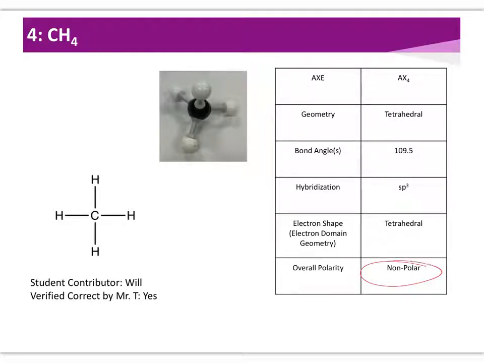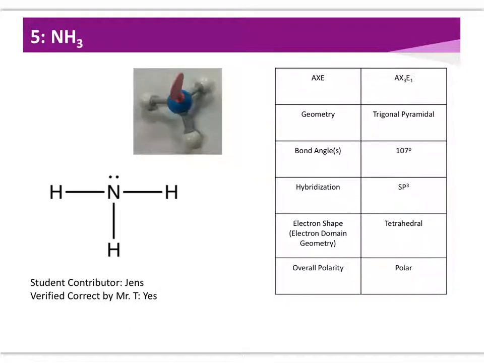CH4 is overall nonpolar because these 4 bonds are all 109.5 degrees apart. And the bonds are really not all that polar to begin with. The difference in electronegativity is not that great. Ammonia is trigonal pyramidal. That means these angles are about 107, and because there are only 3 atoms bonded to the nitrogen, this is no longer an equally distributed arrangement, and so NH3 is polar.